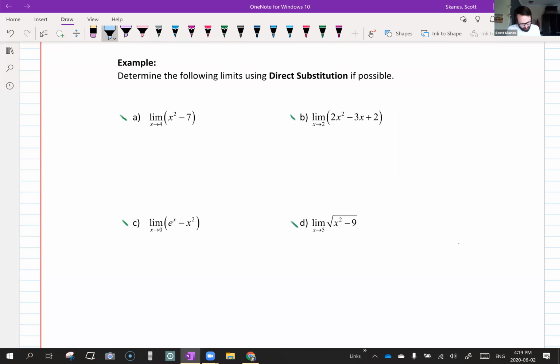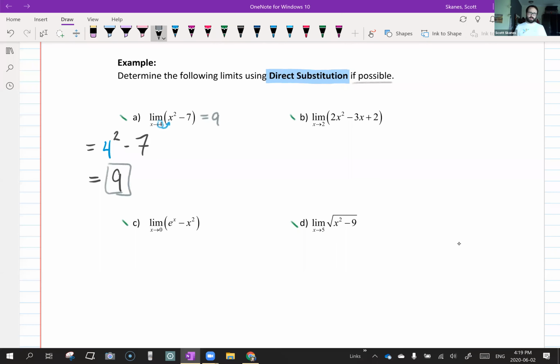It says, determine the following limits using direct substitution, if possible. Sometimes it's possible, sometimes it's not possible. Let's go ahead and see. So first of all, take this 4. Direct means literally substitute it directly, so just put it in. 4 squared minus 7. 4 squared is 16, and 16 minus 7 gives 9. So the limit is 9.